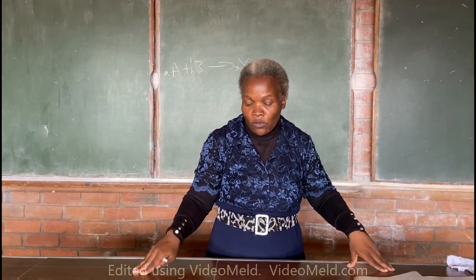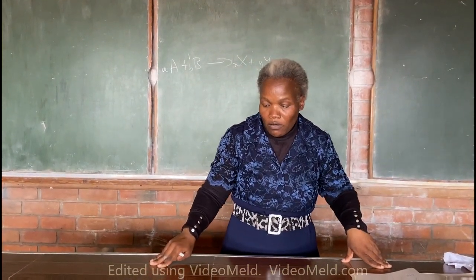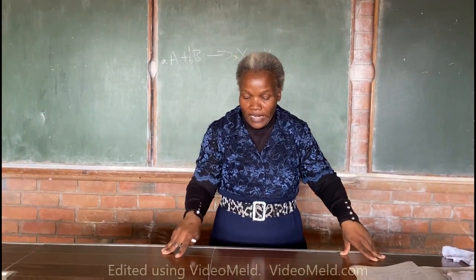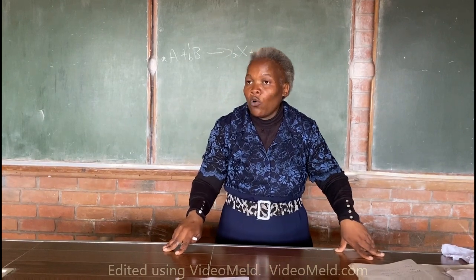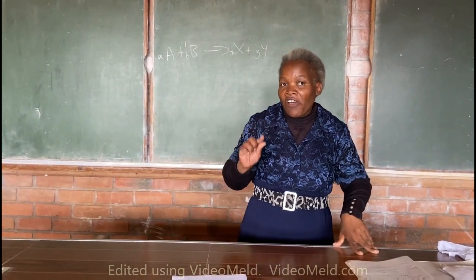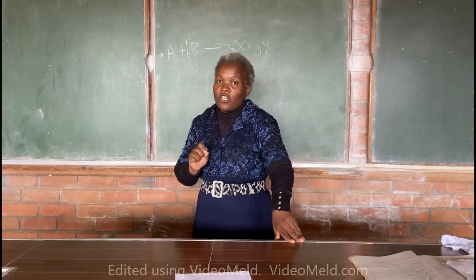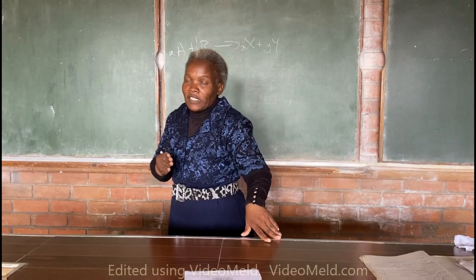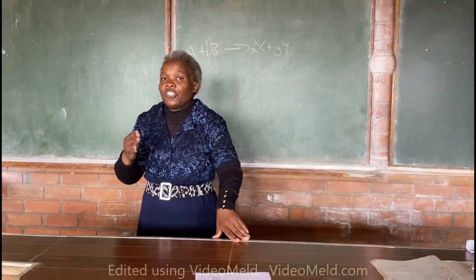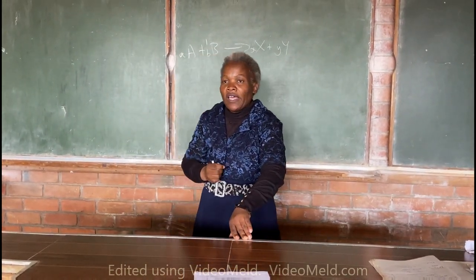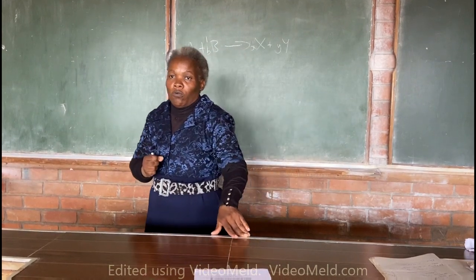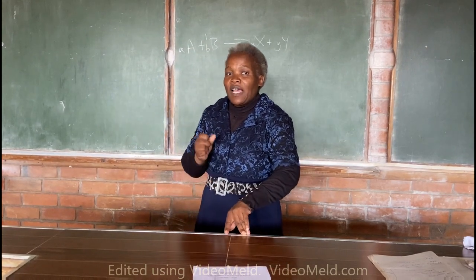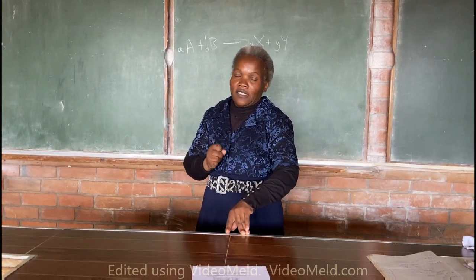Then the next part of our question: write an equation to define the lattice energy of calcium oxide. We must define using an equation, we mustn't define using words. But in words, lattice energy is the energy change which occurs when 1 mole of an ionic compound is formed from the gaseous ions under standard state.